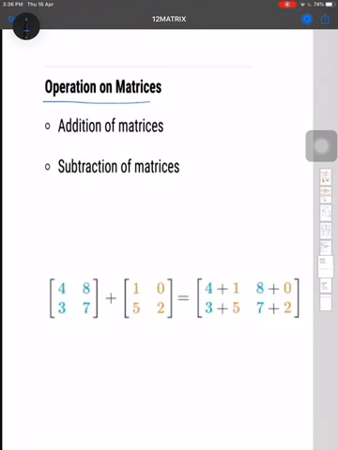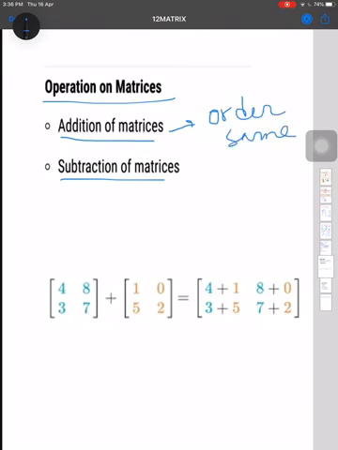Now next one is operation on matrix. First operation is addition. Like mathematical operations, here also we can do with matrix as well, like addition, subtraction and multiplication. So today we'll discuss only addition and subtraction, multiplication later. So addition of the matrix. For addition of matrix, again the same thing, order should be same. If the order will be same, then only you can add or subtract.